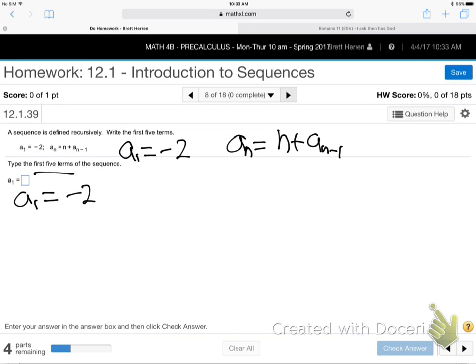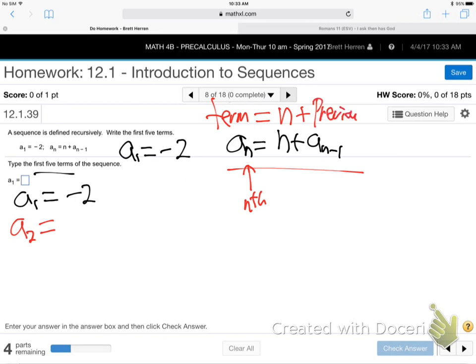What about A sub 2? How do we find A sub 2? Well, let me take this formula here and put it in more common language for you. It's saying the nth term, or any term, let me just say any term, is equal to n plus the previous term. That's what A sub n minus 1 is. Notice how that n minus 1 is a subscript, right? It's low down, which means the term one back, the previous term. N minus 1 is one back.